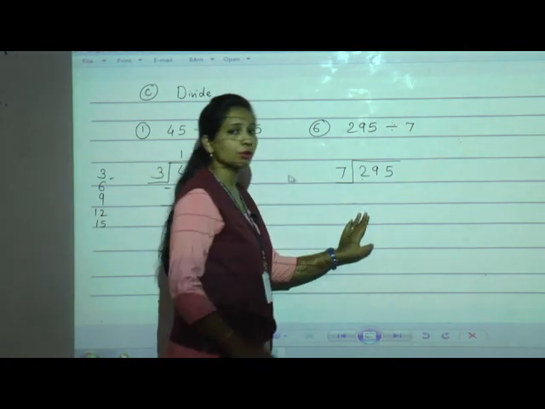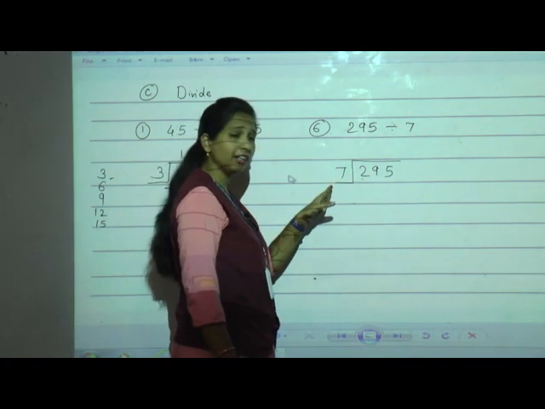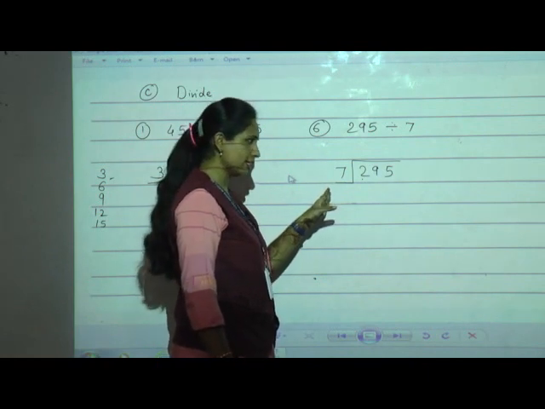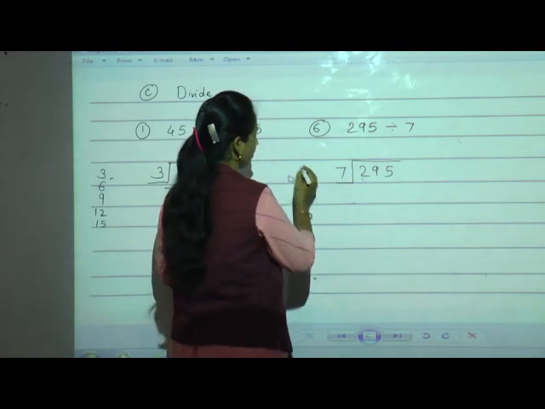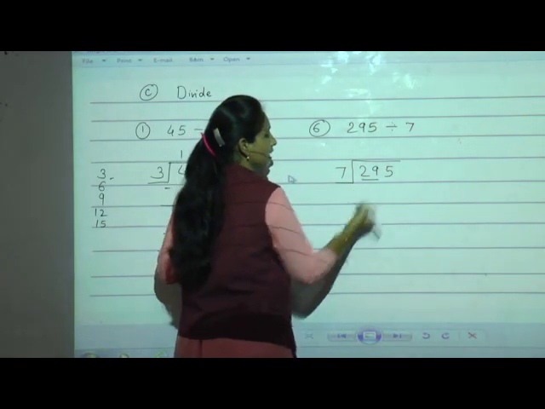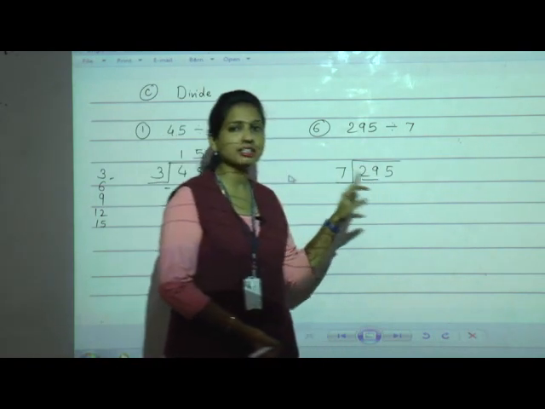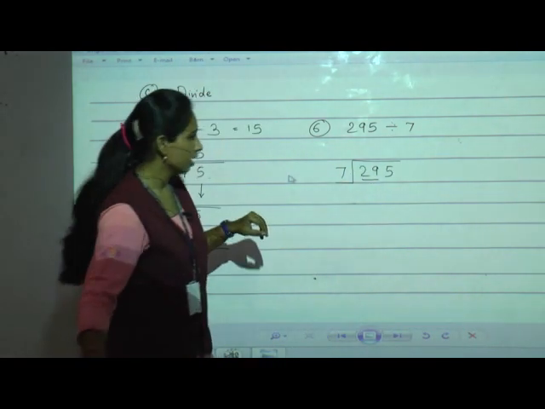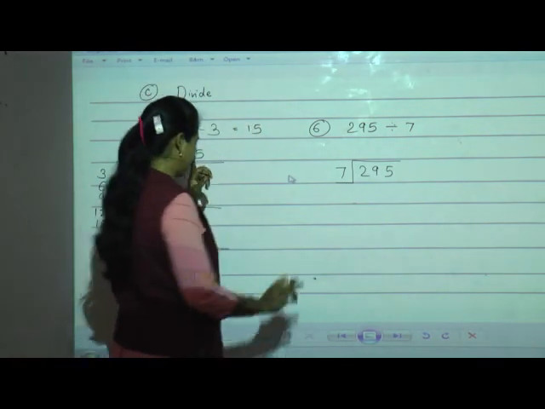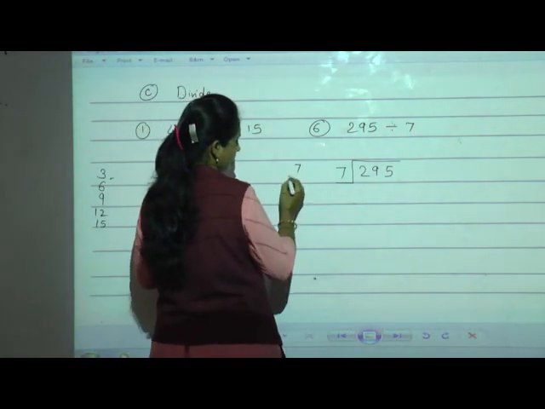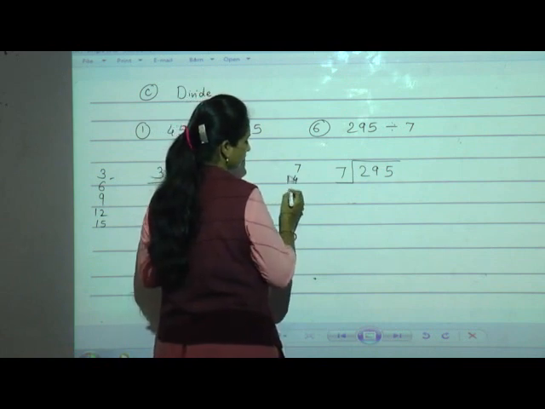That is 2. Is 2 there in the 7 table? No, because 2 is smaller than 7, isn't it? And 7 is greater than 2. So we cannot. So what do we have to do in that case? Go with 2 numbers. The next number we have to take now, that is 29. Okay. Now we will see whether 29 is there in the 7 table. We will write the 7 table here. 7 ones are 7, 7 twos are 14. Yes, tell me students.